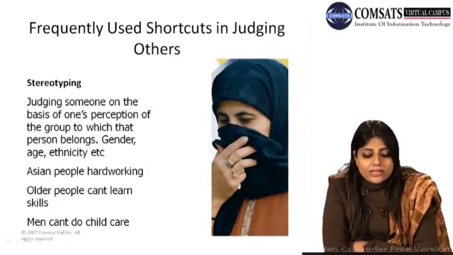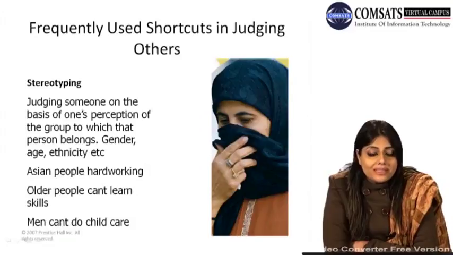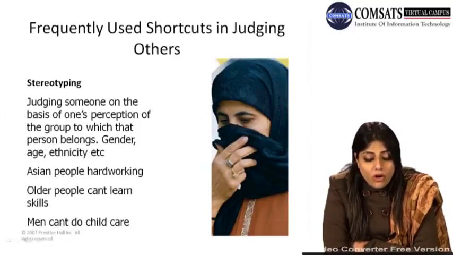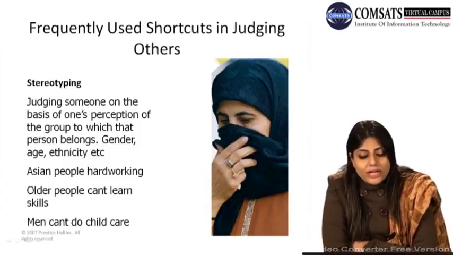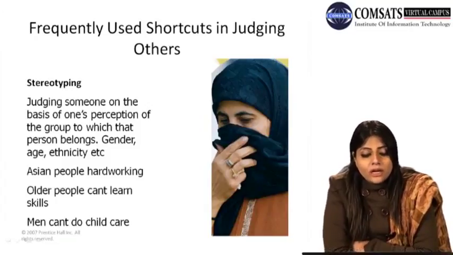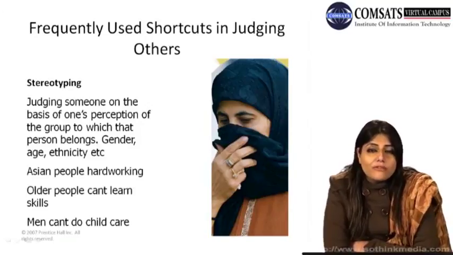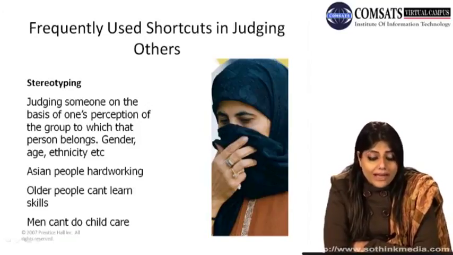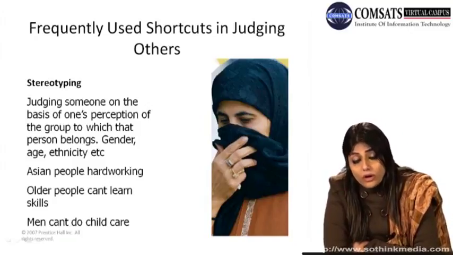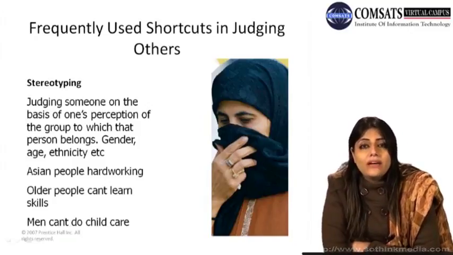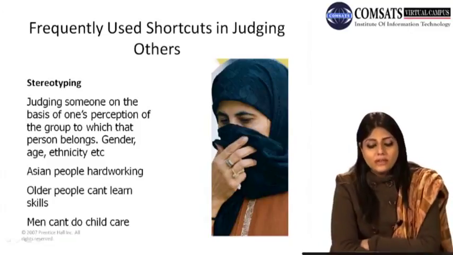Here again we are judging someone on the basis of our perception of the group to which that person belongs, for example, a particular gender, ethnicity, age, etc. We have made these different groups in our minds, which is the stereotyping, and on the basis of these stereotypes we have certain judgments about these different groups.